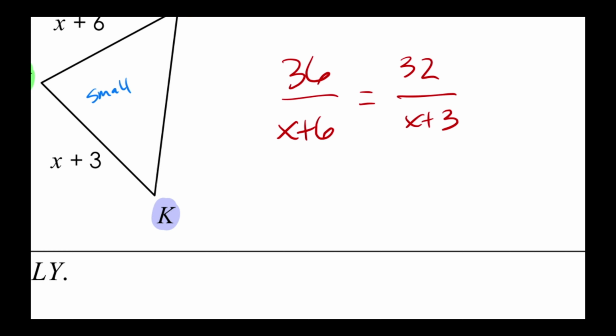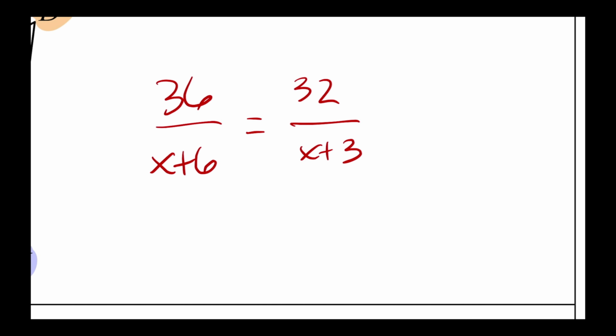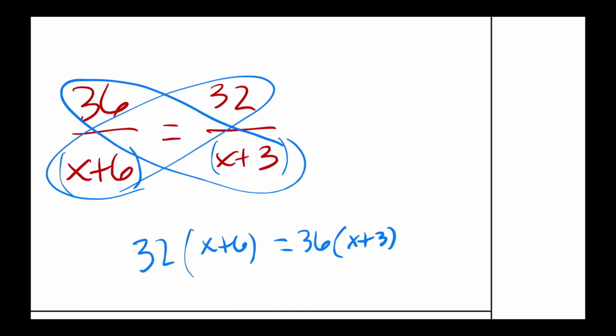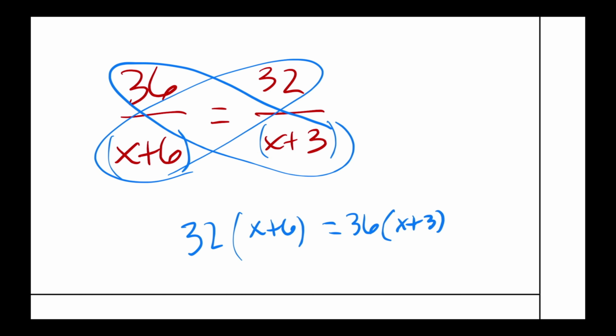And so now I just cross multiply. Same thing. I still just cross multiply. This times this. So remember, when we have two things in a denominator or a numerator, we put it in a group. So 32 times that group, X plus 6, equals 36 times that group, X plus 3. All right, everyone good so far? So 32 times the group X plus 6 equals 36 times the group X plus 3.